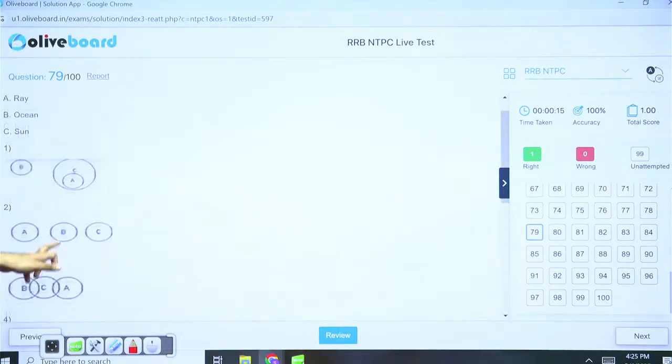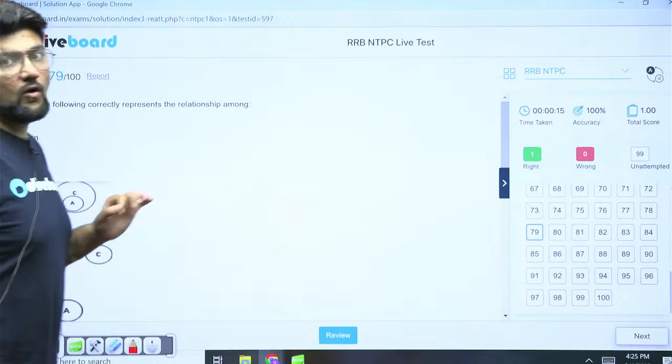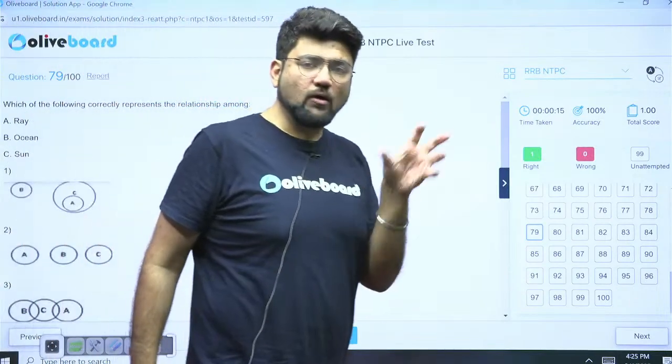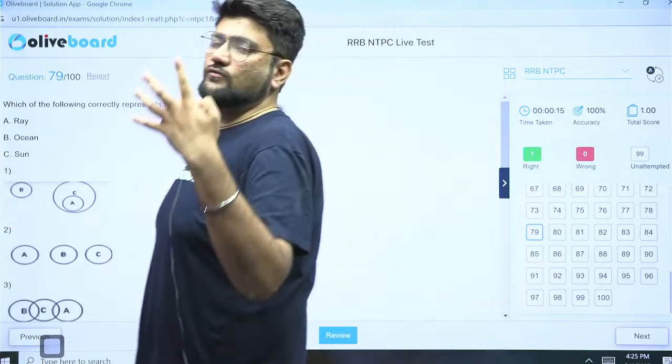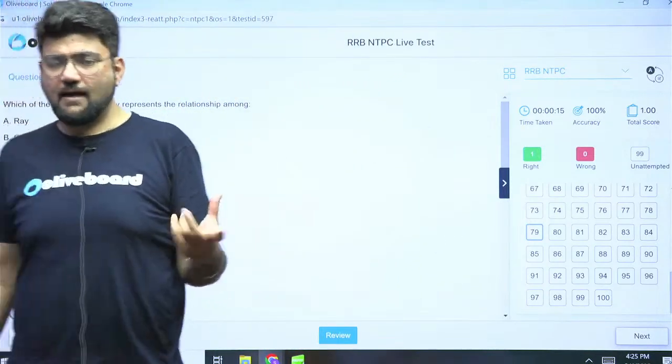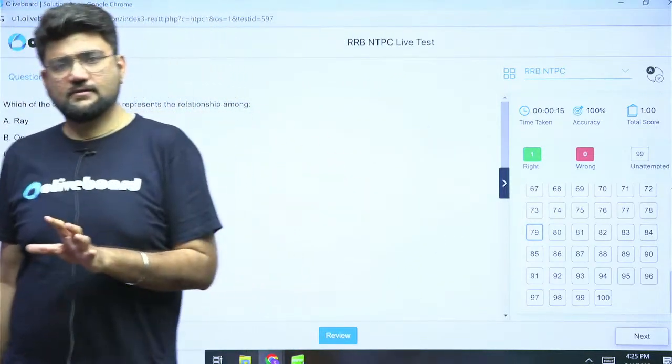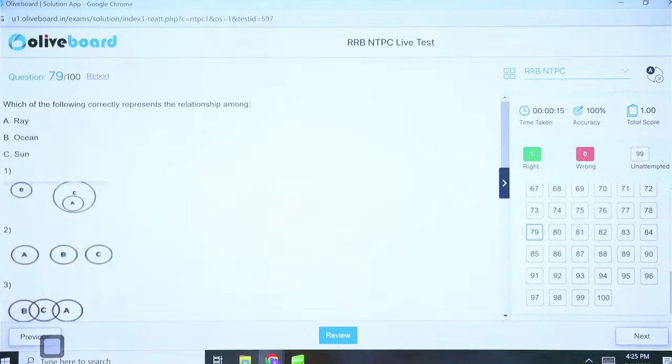Always remember, whenever you look at a Venn diagram, always think of the best possible relationship, not the exact correct relationship. Out of the options, if you cannot find your exact match, go for the second best. Correct, very good. Next question.